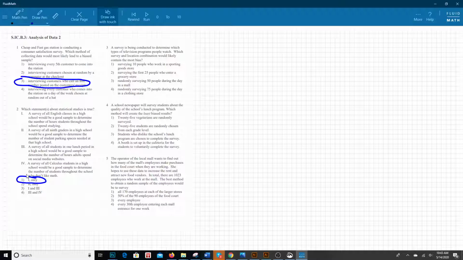Surveying 10 people who work in a sporting goods store. Surveying 25 people who enter a grocery store. Randomly surveying 50 people during the day in a mall. Randomly surveying 75 people during the day in a clothing store.